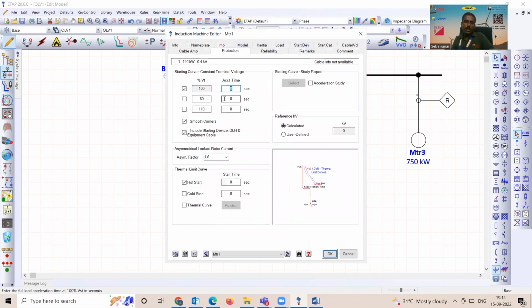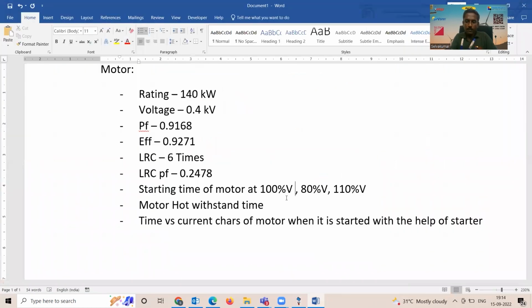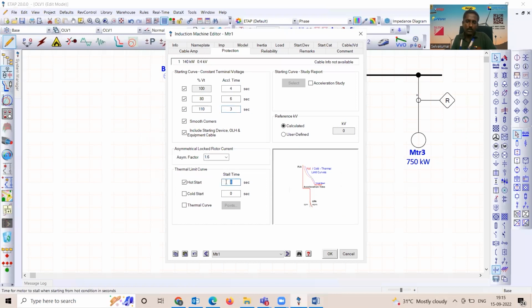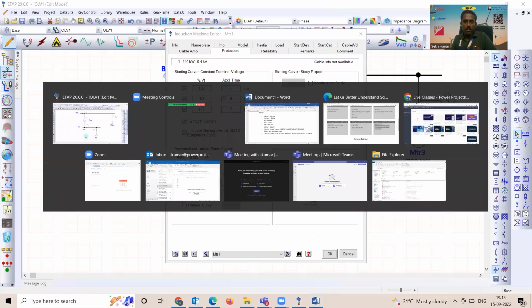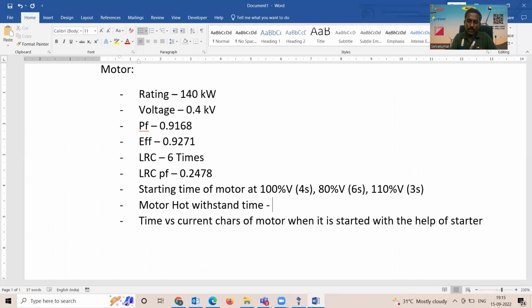Right. And then we need to ask some important informations. What's the starting time at 100% voltage, 80% voltage, and 110% voltage? I'm just giving 4, 6, and 3 seconds. 100% voltage 4 seconds, 80% voltage 6 seconds, and maybe 110% voltage 3 seconds. All the informations are given. Motor hot withstand, that important information which you need to give, let me say it's 15. All done. All the informations needed for the motor protection.